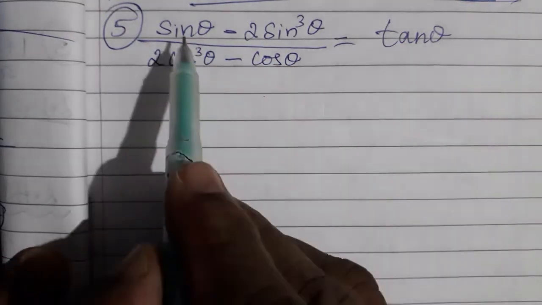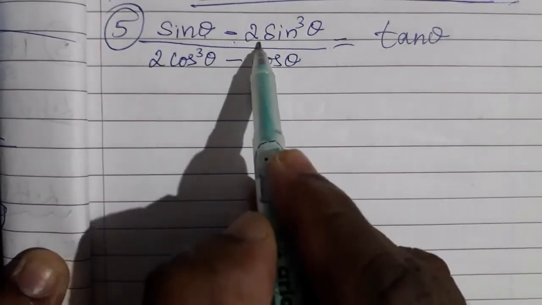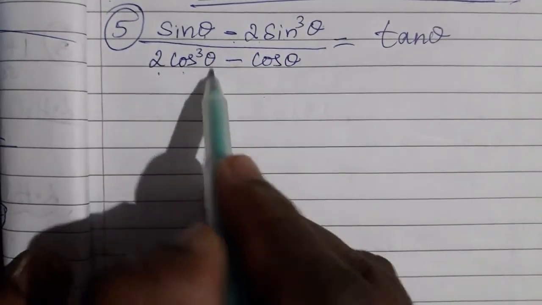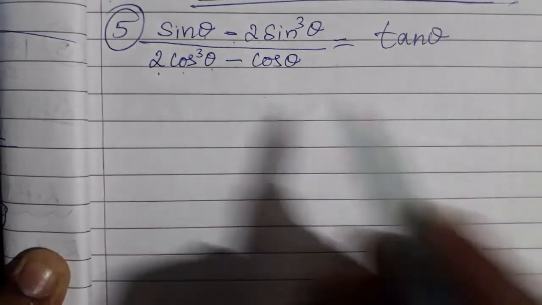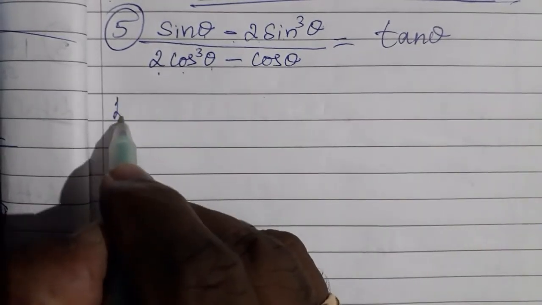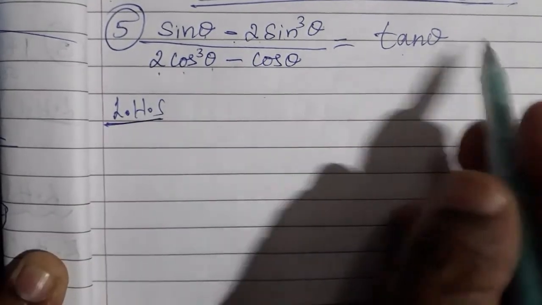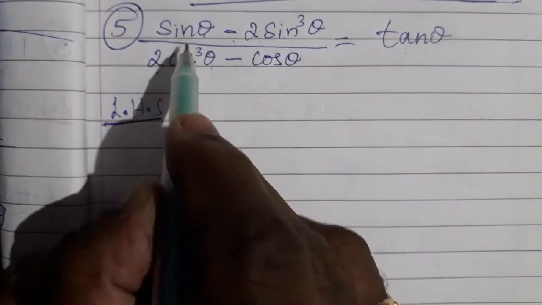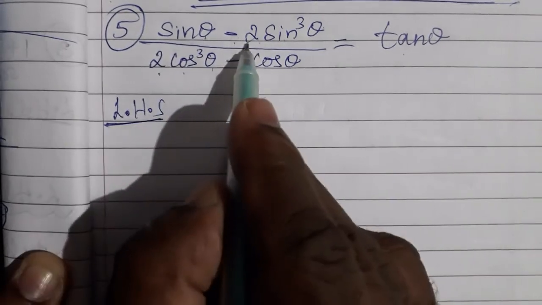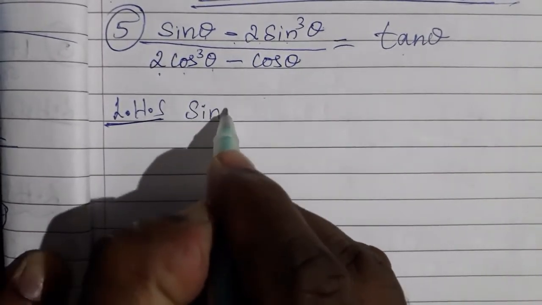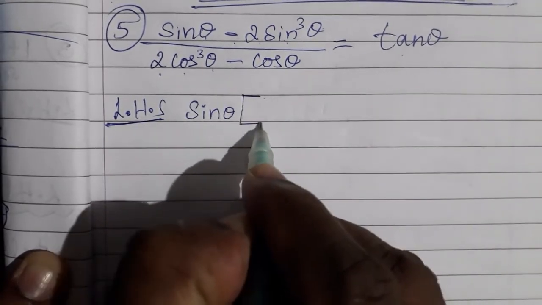One more sum. Sin theta minus 2 sin cube theta by 2 cos cube theta minus cos theta is equal to tan theta. So now we'll consider the left hand side. We'll solve and try to get the answer as tan theta. Now we can notice sin theta minus 2 sin cube theta. What is common? Sin theta is common. So remove sin theta and open the bracket.